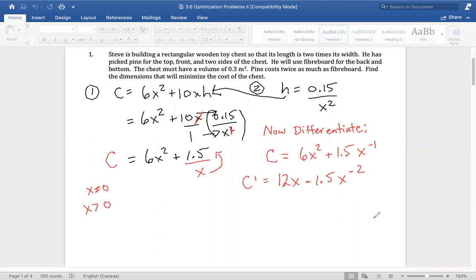Okay, so then just to rewrite that to make it look a little nicer, and to set it to 0, right? The whole purpose is to differentiate, set it to 0 so I can get my critical numbers. C prime of x is equal to then 12x minus the 1.5, but I might want to bring that x to the, we don't like negative exponents, down to the denominator and have it be x squared to solve for 0. But let me just see here on the other side.